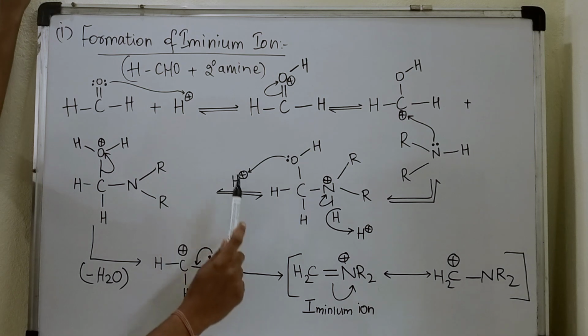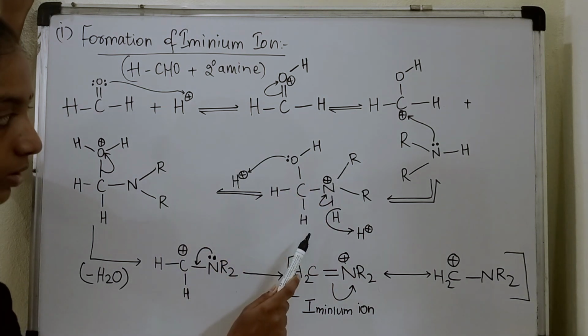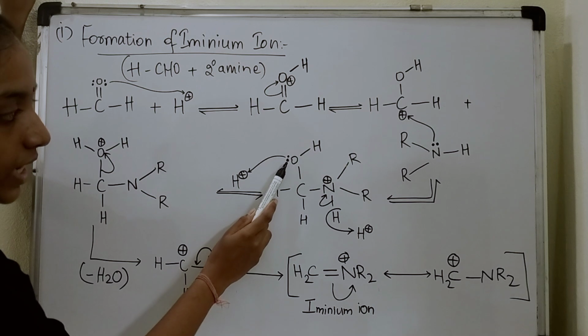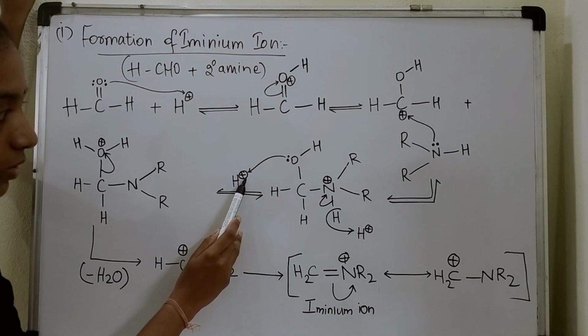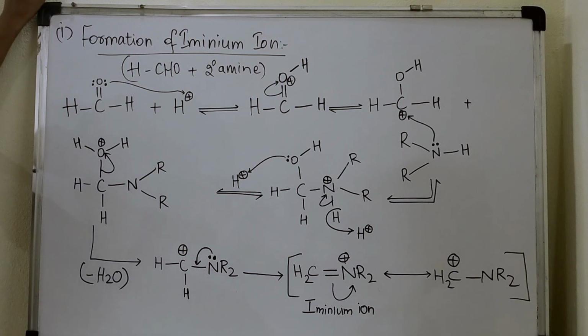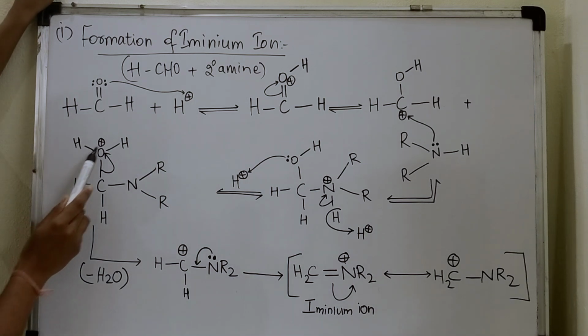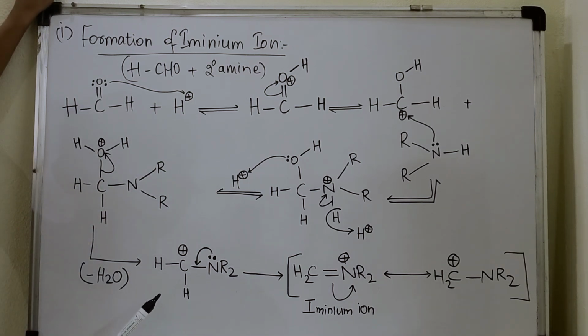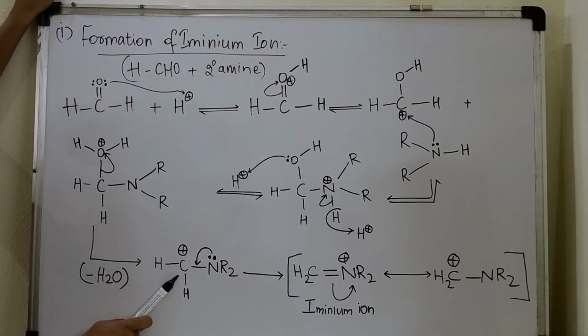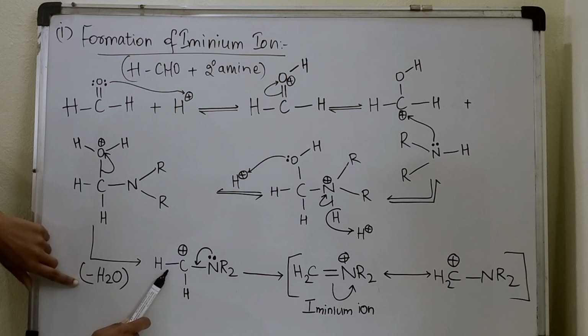Now we will be adding one more acidic hydrogen to this compound. As this hydrogen is positively charged, the oxygen will share its lone pair of electrons with this hydrogen, forming a bond with it, and the oxygen will be getting a positive charge because it is forming three bonds. As this oxygen is positively charged, it will take the bond from the carbon atom, leaving the carbon positively charged. Here, a water molecule is released.